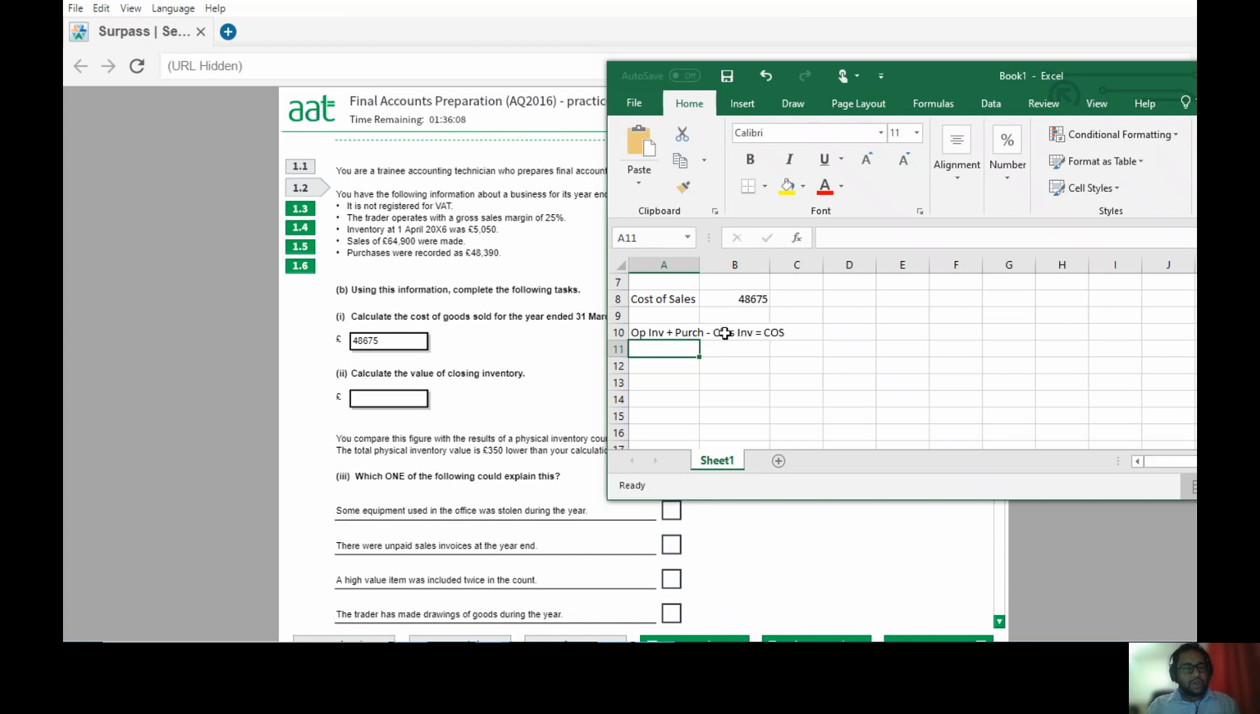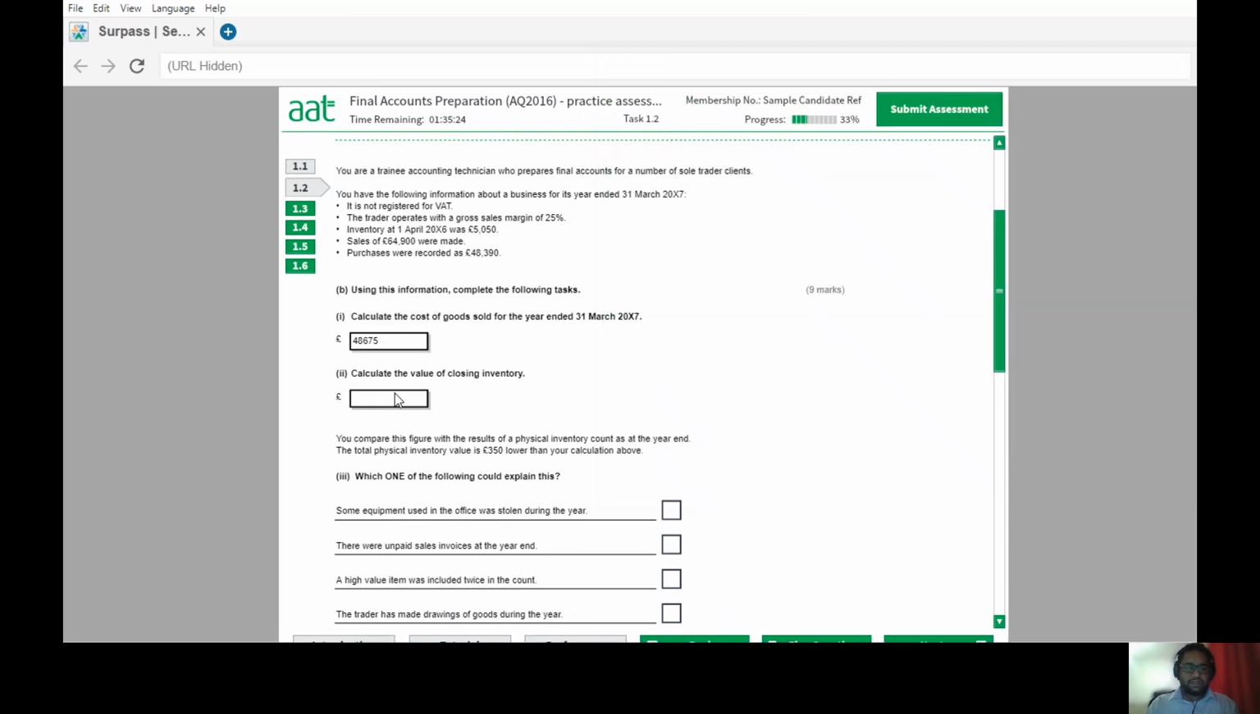All you need to do is swap this closing inventory to the other side and the cost of sales to this side. So you can change the formula to opening inventory plus purchases minus cost of sales is equal to closing inventory. So the amount we're going to find out is 48,390 plus 5,050 minus whatever figure we have there. So that is going to become 4,765. 4,765. Okay, that will be the final answer there.